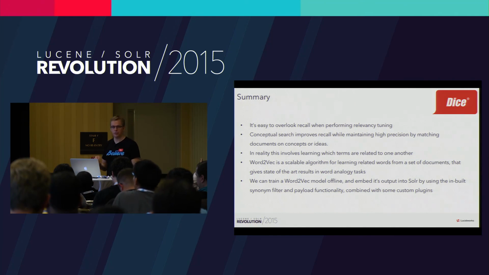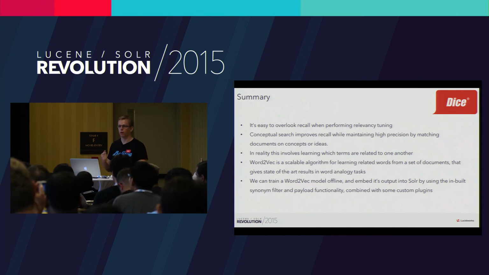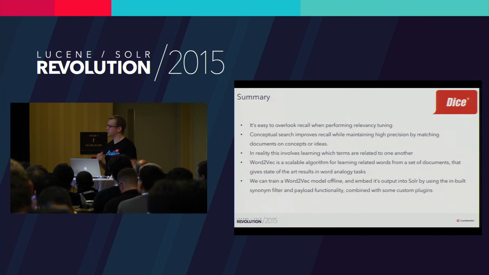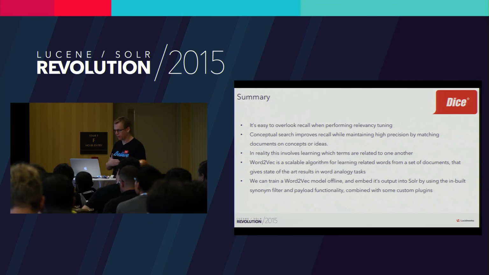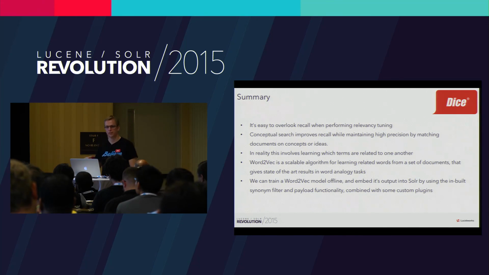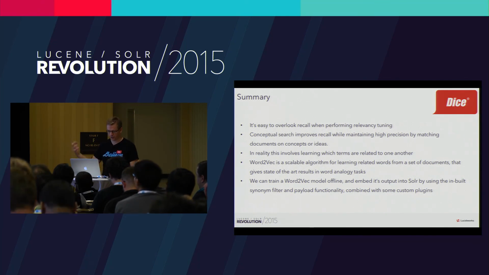In reality, this involves using a machine learning algorithm that will learn what terms are related to one another. Word2Vec is a very scalable algorithm for doing this. It's very fast. It doesn't seem to use much more memory, even if you give it multiple times the amount of documents. And it's shown to do very well in word analogy tasks and mining similar words and so on. So it's an appropriate tool for this task, and there's a reason that Google developed it for this kind of thing.